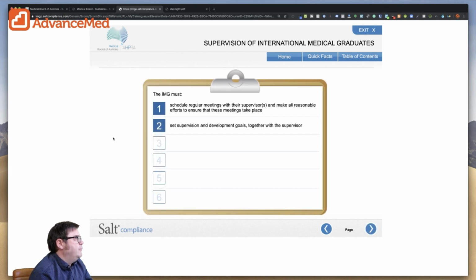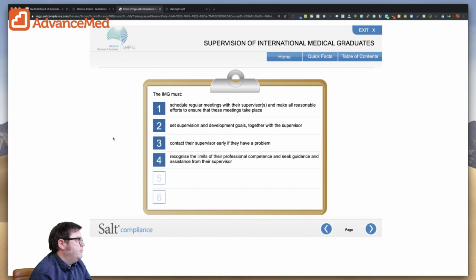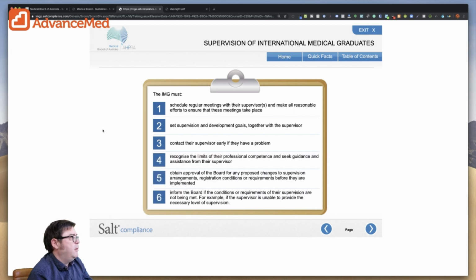All right. Oh, checklist. Oh, so this is your responsibility. The IMG must schedule regular meetings with their supervisors, get supervision and development goals together with the supervisor, contact early, recognise their limits, obtain approval from the board for changes to supervision arrangements, and inform the board if supervision is not occurring as per the requirements. So as I said, at the end of the day, this is your responsibility. Yes, the supervisors have a responsibility in this, but it's your registration.